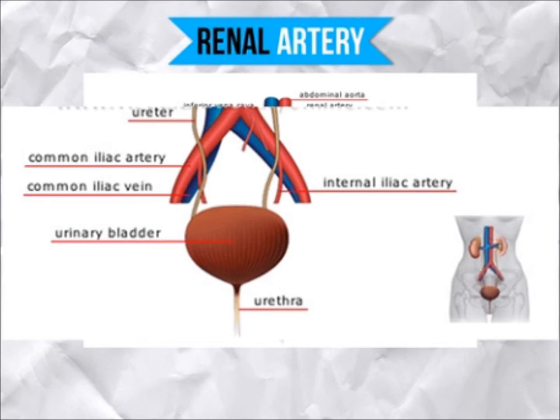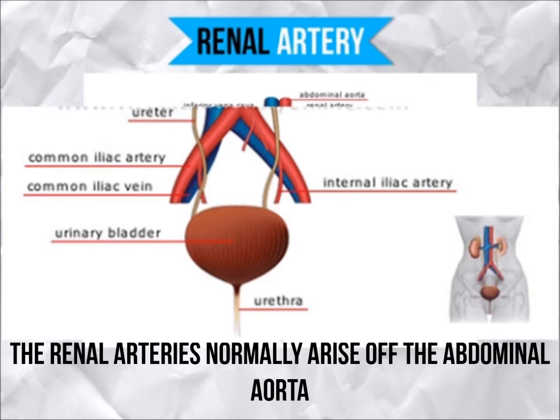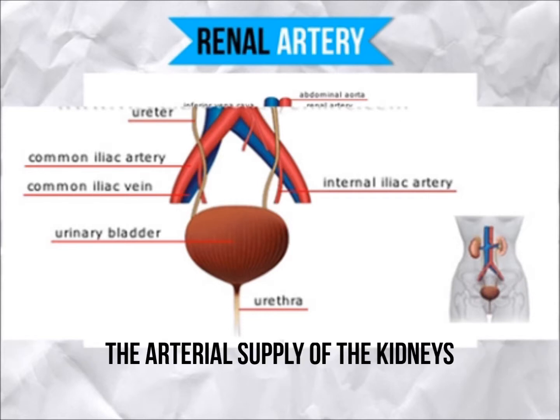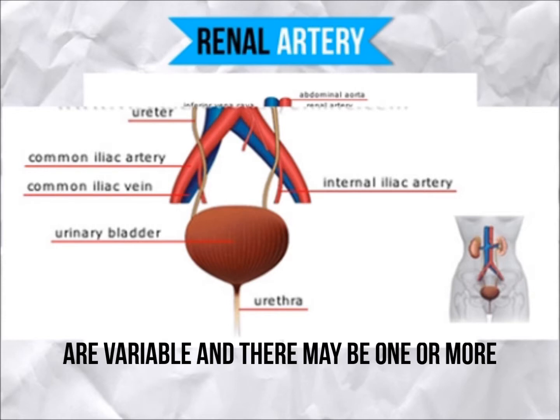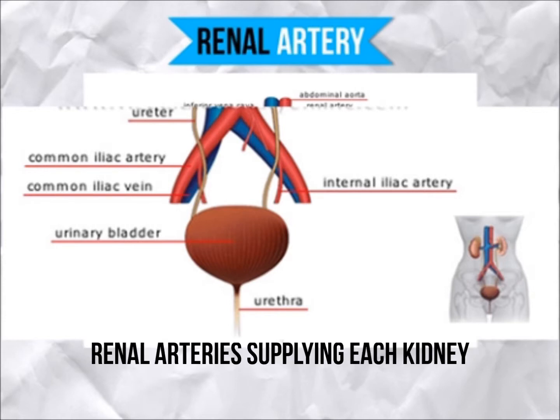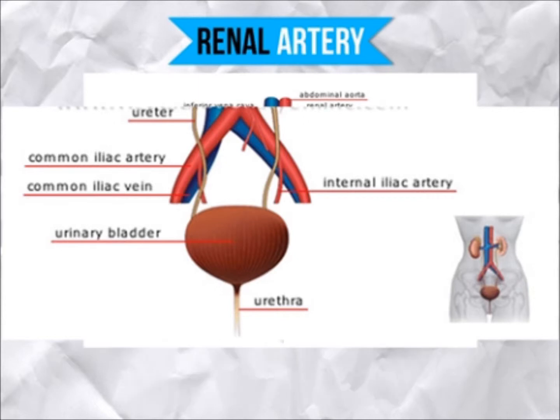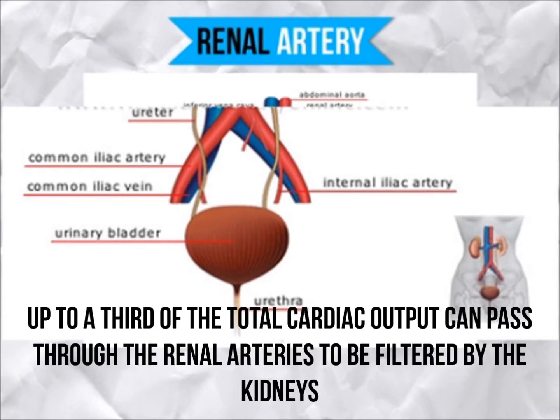Renal arteries. The renal arteries normally arise off the abdominal aorta and supply the kidneys with blood. The arterial supply of the kidneys is variable and there may be one or more renal arteries supplying each kidney. The renal arteries carry a large portion of the total blood flow to the kidneys. Up to a third of the total cardiac output can pass through the renal arteries to be filtered by the kidneys.